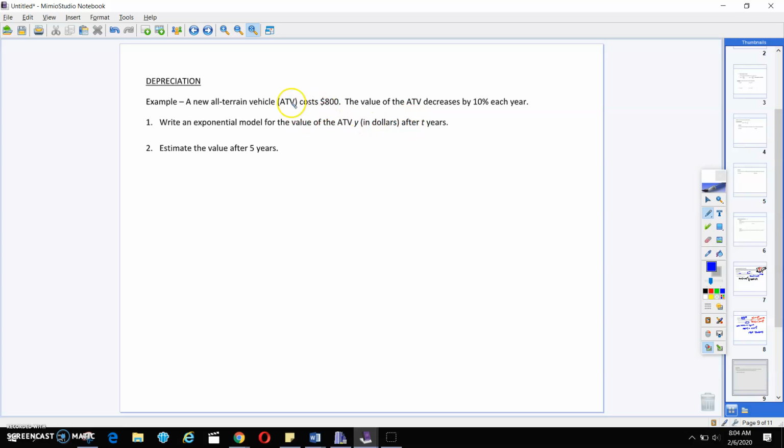Once you buy this new ATV, I don't know what ATV is. Huh? Yeah, thought so. I was like, it's like a dune buggy. No, it's not. It's a 4-wheeler.